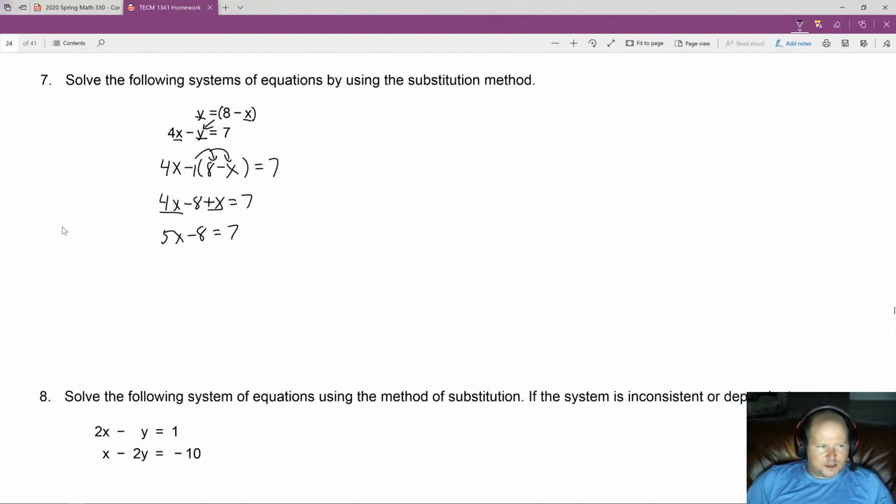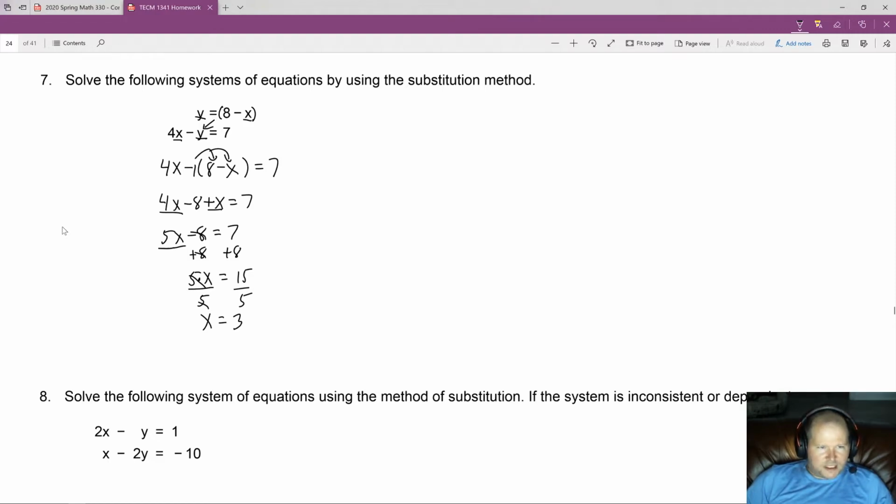At this point, we are going to solve for the variable x. But first, we have to get the entire variable term 5x by itself. So we have to undo the subtraction of 8 by adding 8, and whatever we do to one side, we do to the other. That gives me 5x is equal to 15. Then we undo the multiplication of x by 5 by dividing by 5, and whatever we do to one side, we do to the other, giving me x is equal to 3.